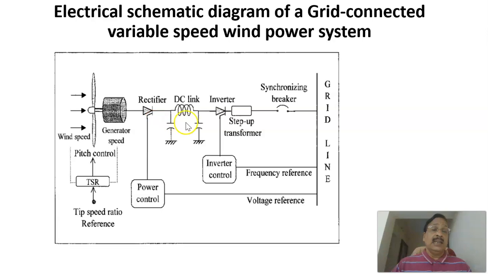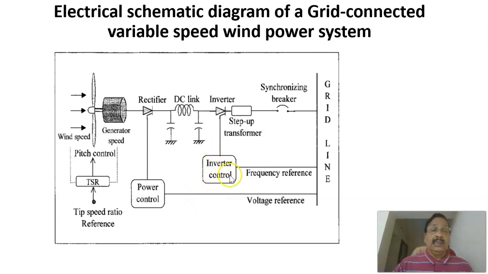Therefore, basically there is a rectifier, and there will be a filter. Sometimes there will also be a DC to DC converter, which is not included in this one. That DC output is converted into AC by using an inverter. Here, of course, there are different controls, like pitch control. Of course, there is the power control that controls the rectifier unit.